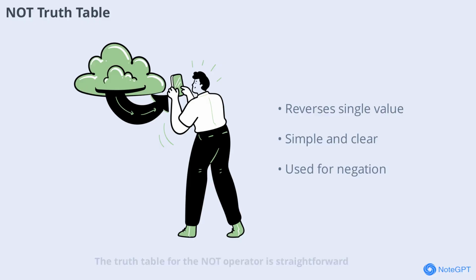The truth table for the NOT operator is straightforward. It simply reverses the truth value of a single statement. If the statement is true, NOT makes it false. If it's false, NOT makes it true. This operator is essential for expressing the opposite of a condition and is widely used in logical reasoning and programming.